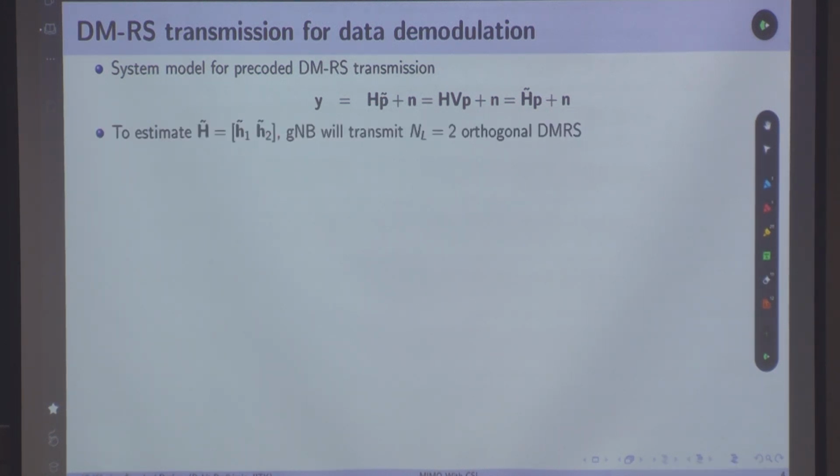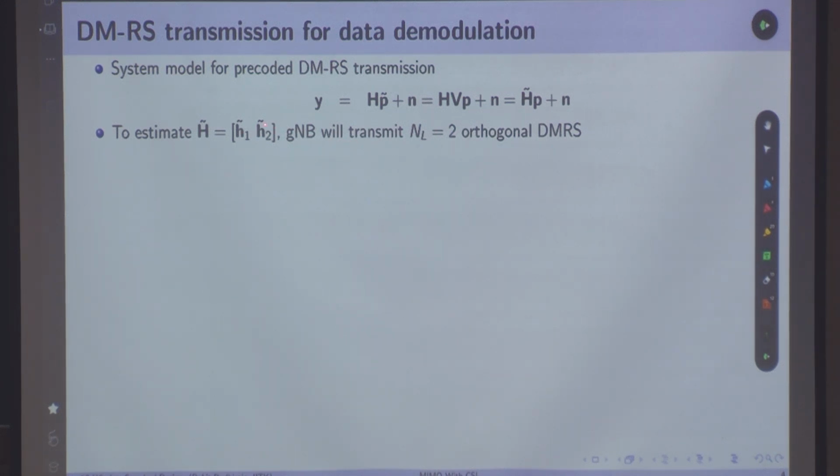Now we assume that NL is 2, the number of layers is 2, that's our running example. So what will be the dimension of H tilde? It will be NU cross 2. So that's how we are writing. H tilde has 2 columns and NU rows. And NU can be anything. As I said, we are considering here, let's say, 2 UE antennas, but it can be 4 UE antennas, 8 UE antennas, it doesn't matter.